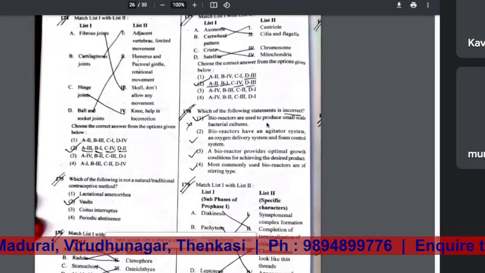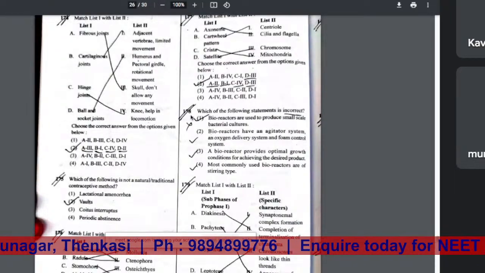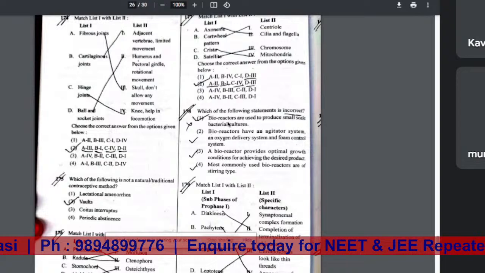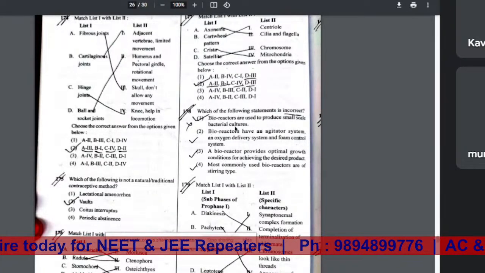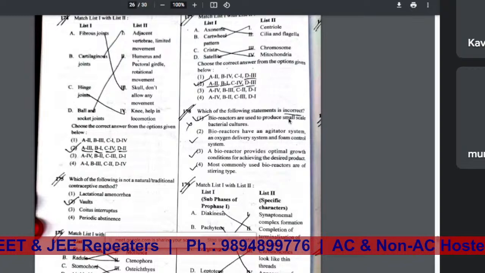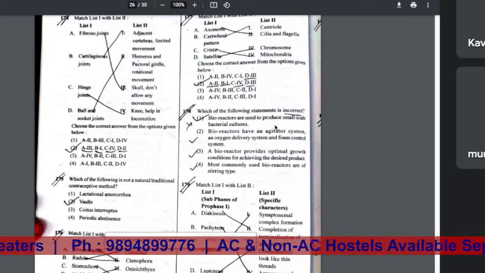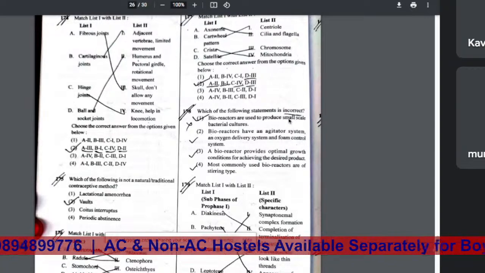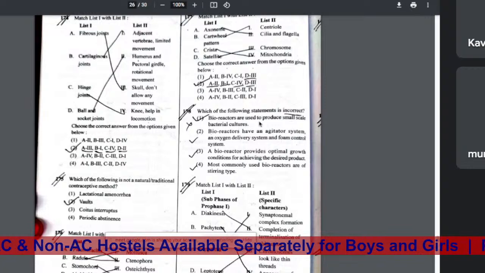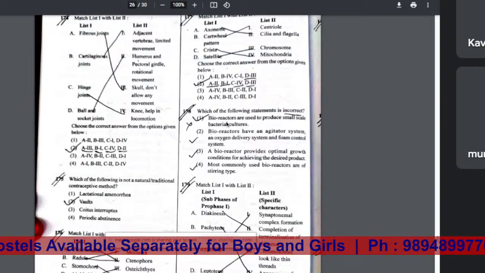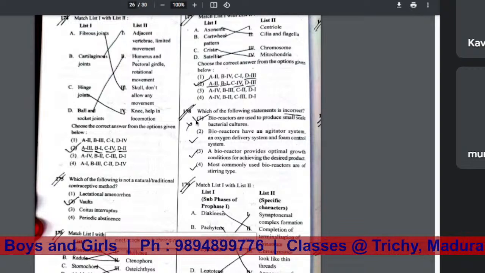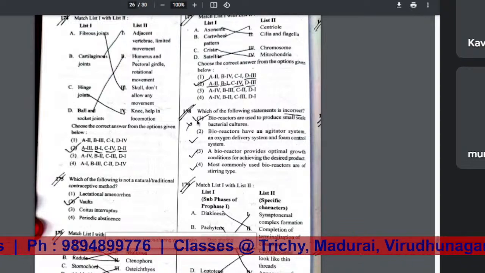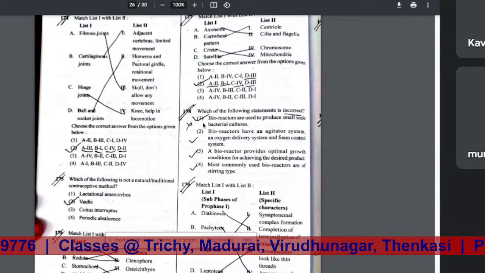Which of the following statements is incorrect? That is your 178th question. Bioreactors are used to produce small-scale bacterial cultures. The first statement itself is wrong. It is used for producing large-scale bacterial cultures. So that simple word makes it a wrong statement. Which means statement A is wrong, which is incorrect. The option 1 is incorrect. So the correct answer for 178 is 1.